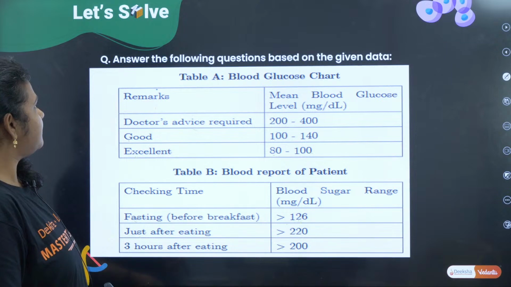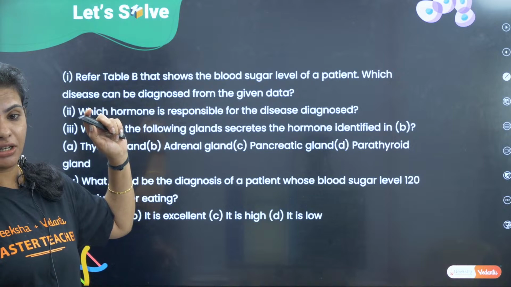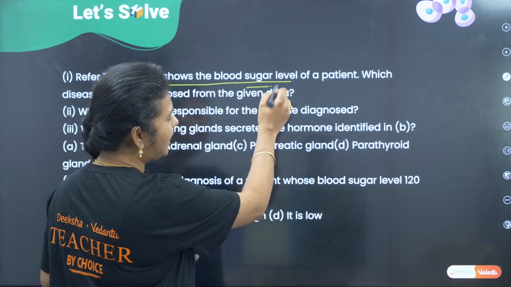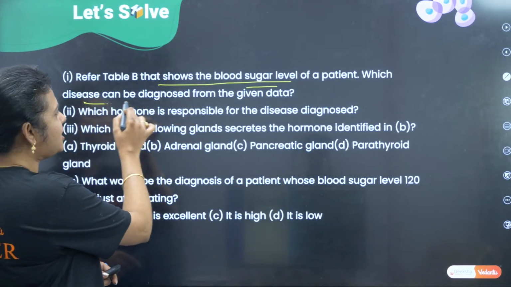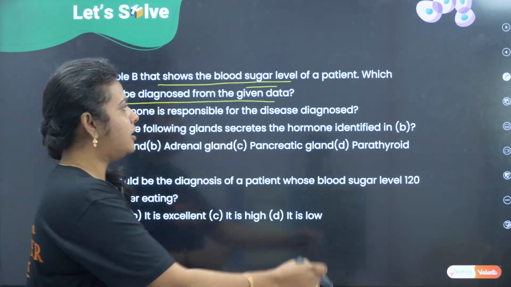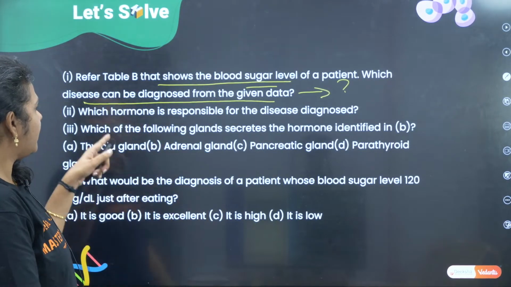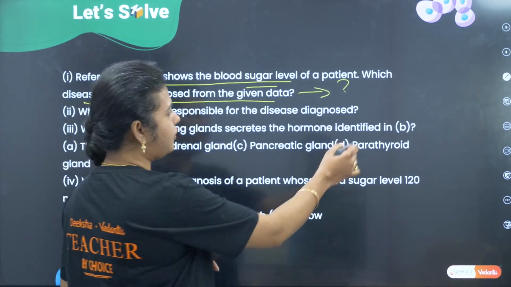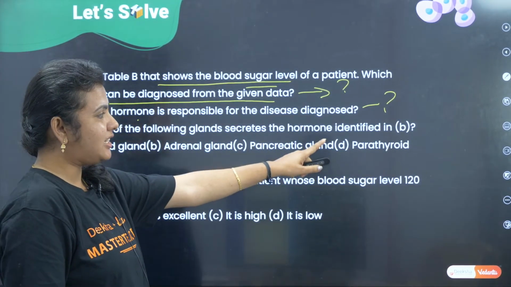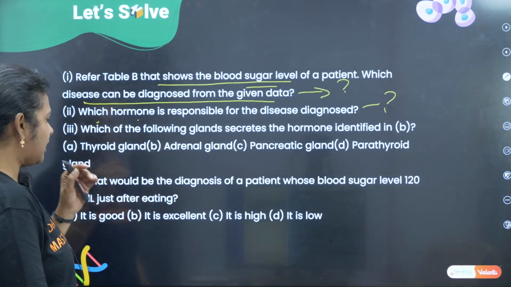Now the question is, we have the table which is to be referred, and it shows the blood glucose level of a patient. What is the disease that can be identified from this particular table? Which hormone is responsible for the disease which is diagnosed? Which of the following glands secrete the hormone identified? Is it thyroid, adrenal, pancreatic or parathyroid?